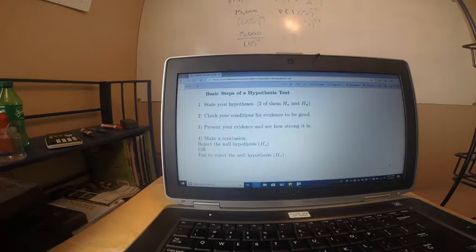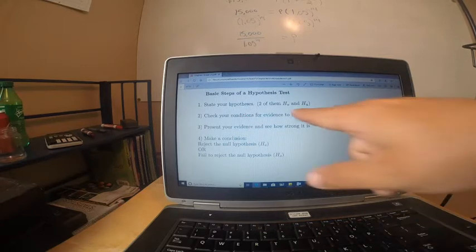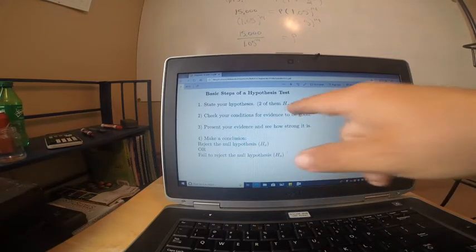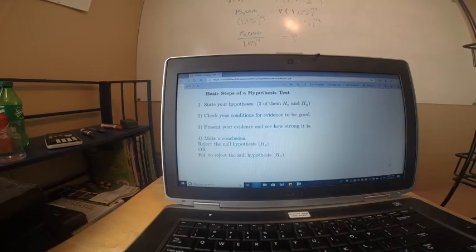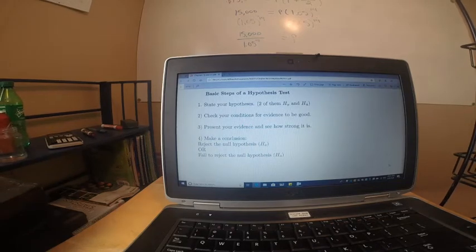Basic steps of a hypothesis test. You want to state your hypothesis. There are two of them: your null and your alternative. So your null hypothesis is H sub O and your alternative hypothesis is H sub A. You need to check your conditions for evidence to be good, just like we've been checking our conditions in the previous chapters. Still have to have NP and NQ greater than or equal to 10. It has to be random, independent. All those same conditions, depending on which one you're doing, mean or proportions, still have to hold.